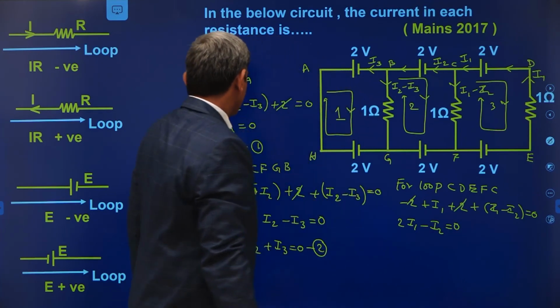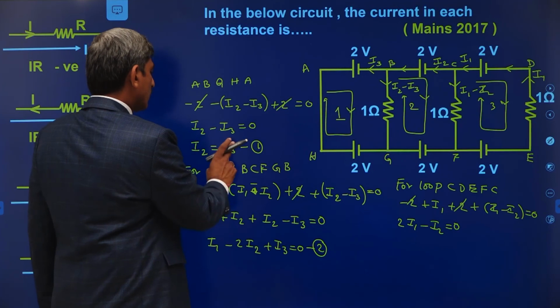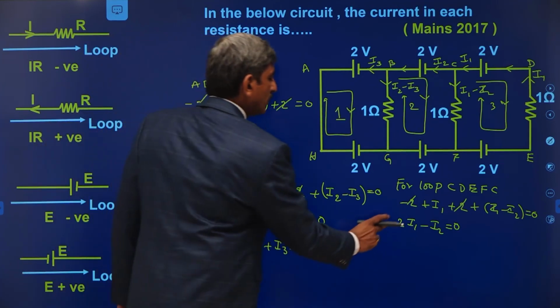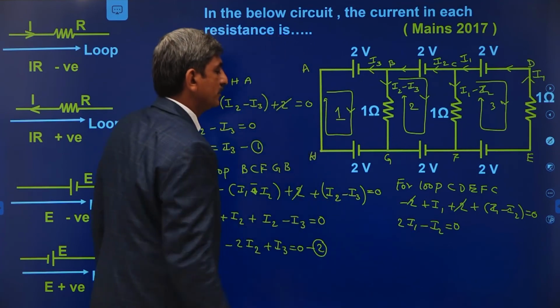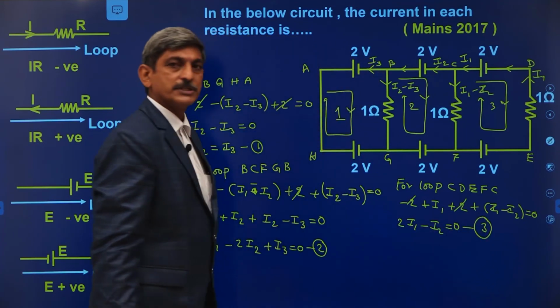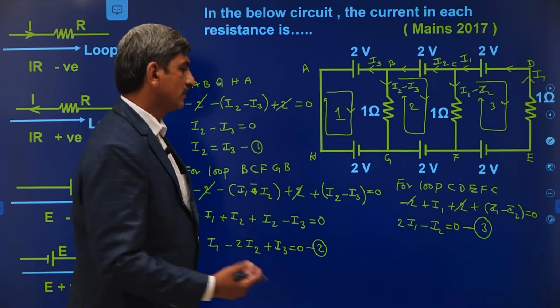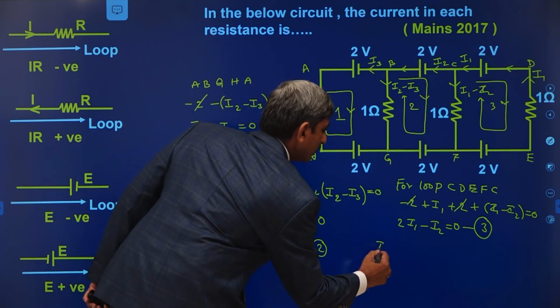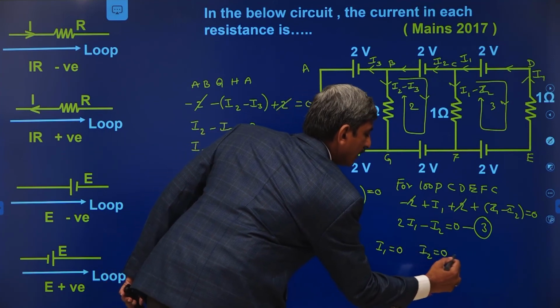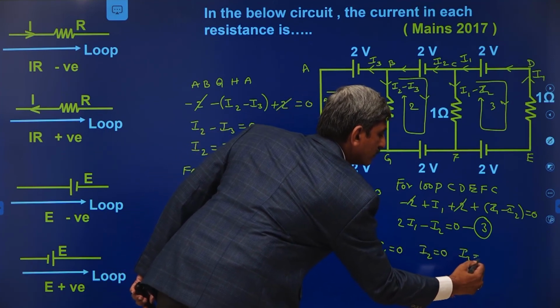Okay? So there are three equations. I2 is equal to I3, I1 minus I2 plus I3 is equal to 0, 2I1 minus I2 is equal to 0. So if we solve the three equations for the three unknowns, finally we get I1 is equal to 0, I2 is equal to 0, and I3 is also equal to 0.